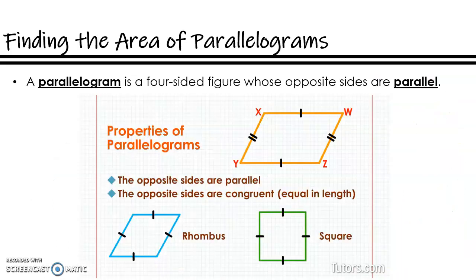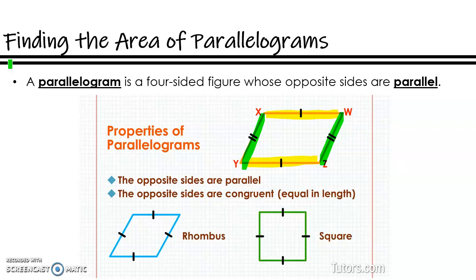So first, let's make sure we understand a parallelogram is a four-sided figure, just like a rectangle, just like a square. But the only thing that has to be true is that the opposite sides are parallel. So you can see that the top side here is parallel to the bottom. Those are opposite sides. And then same goes here and here.